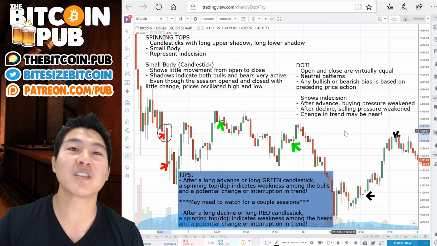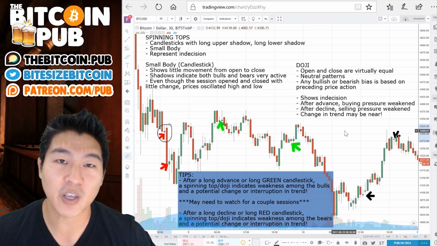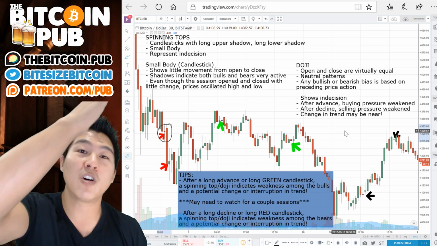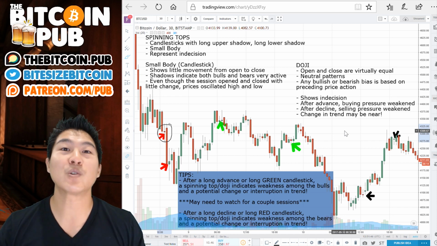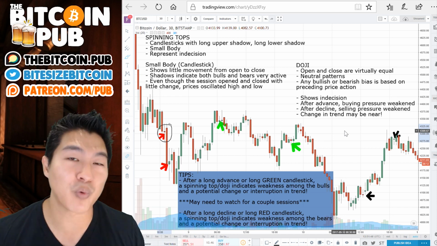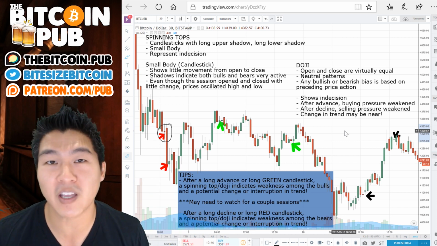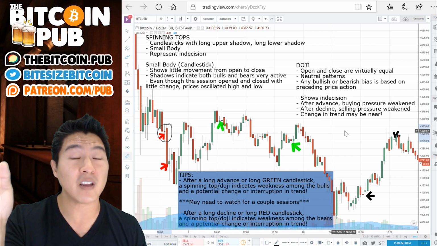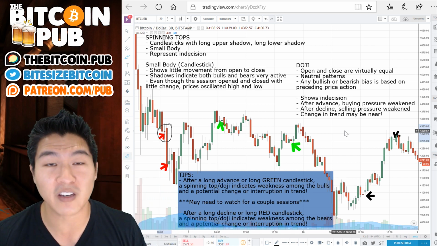So dojis are basically what I consider a breather. We've had a long run up or a long decline, and a doji represents, okay, let's take a deep breath. Where is the market going to be going next? Are we going to reverse the trend, or are we going to continue the trend?